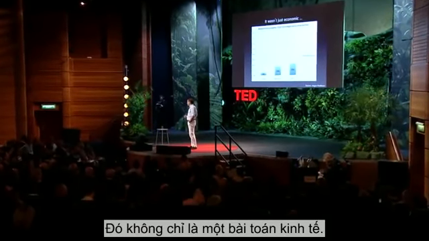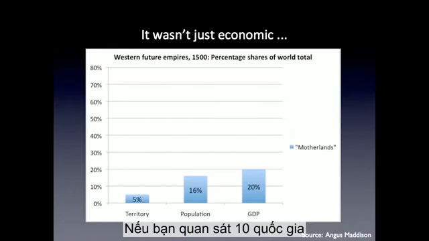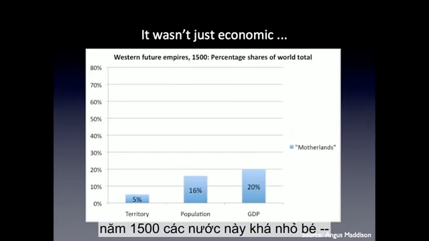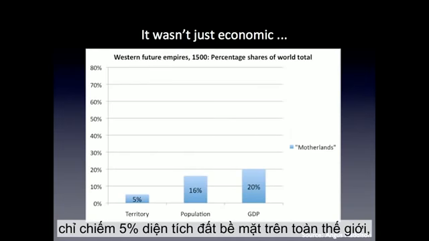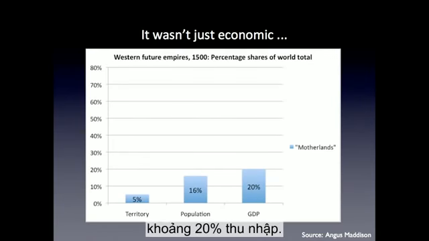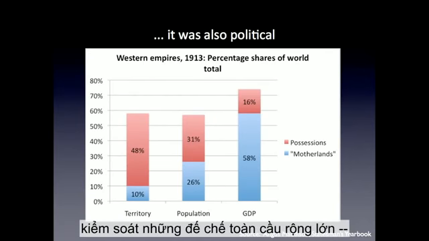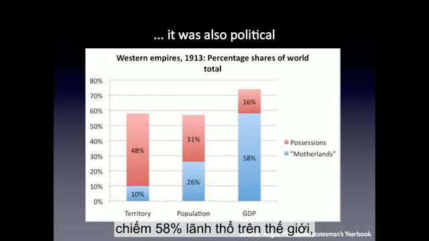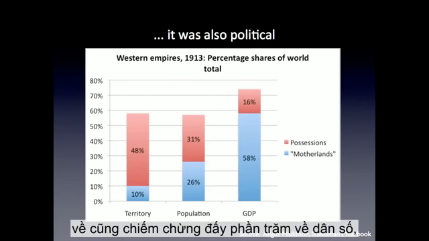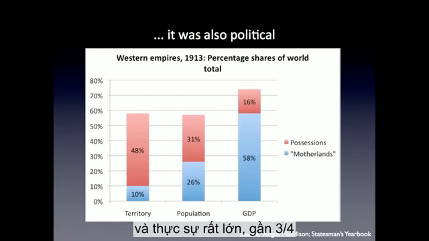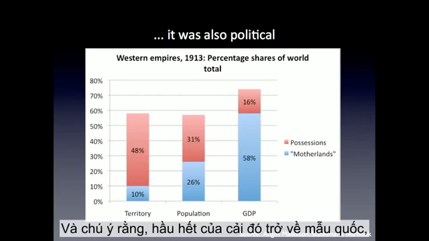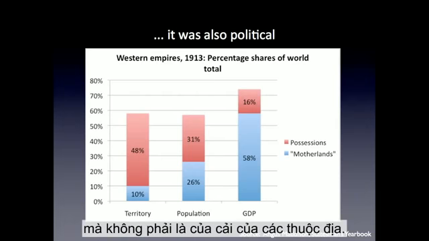This wasn't just an economic story. If you take the 10 countries that went on to become the Western empires, in 1500 they were really quite tiny: 5% of the world's land surface, 16% of its population, maybe 20% of its income. By 1913, these 10 countries plus the United States controlled vast global empires: 58% of the world's territory, about the same percentage of its population, and a really huge, nearly 3/4 share of global economic output. And notice, most of that went to the motherlands, to the imperial metropoles, not to their colonial possessions.